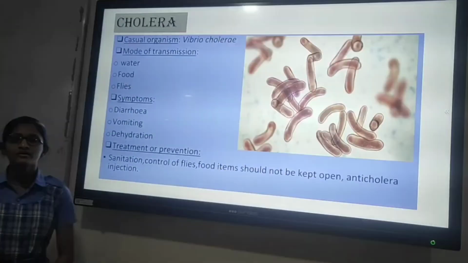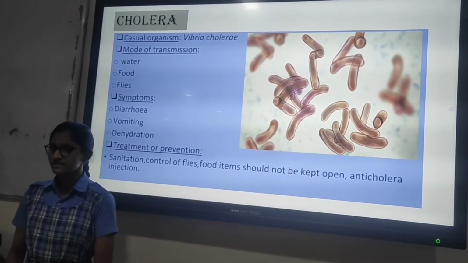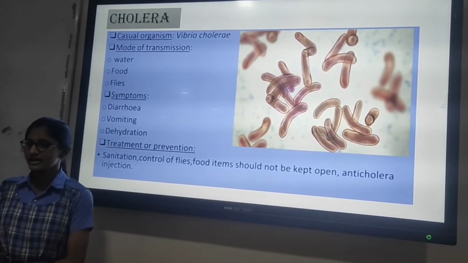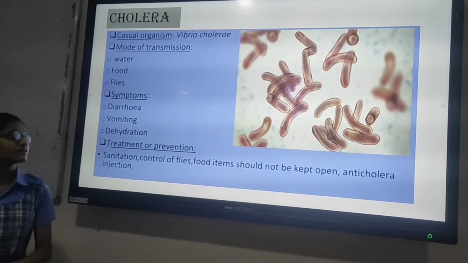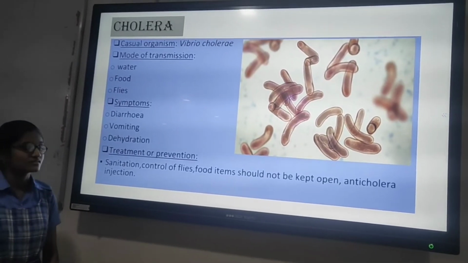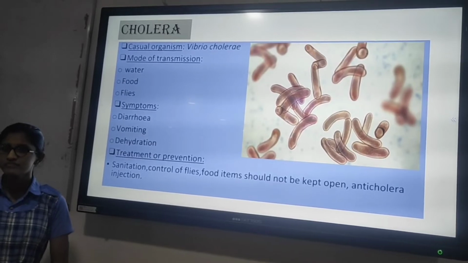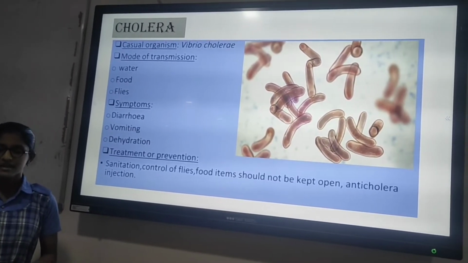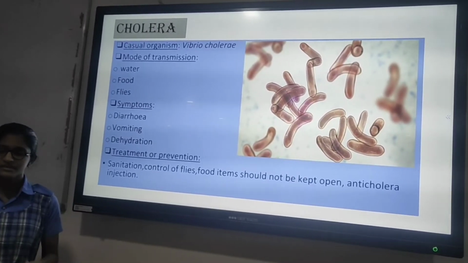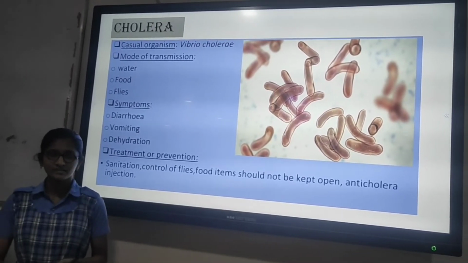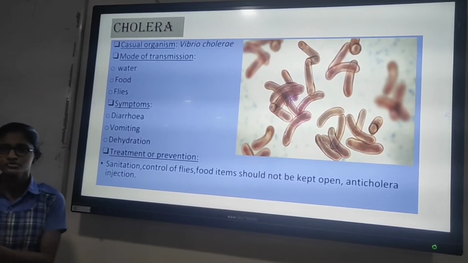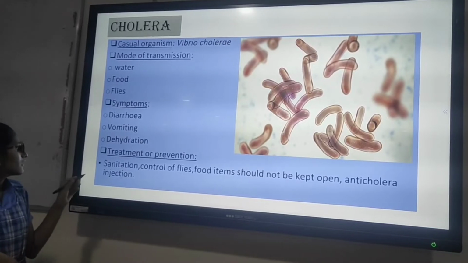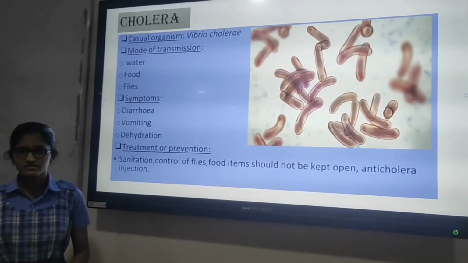Now, we are going to discuss another bacterial disease, that is cholera. Cholera is a disease which results in dehydration, and the prevention for this is sanitation. It is transmitted by water, food and flies. So the symptoms for this are diarrhea, vomiting and dehydration. It can be prevented or treated by sanitation, taking nutrition and control of flies. Food shouldn't be kept open, and one should take anti-cholera injections.